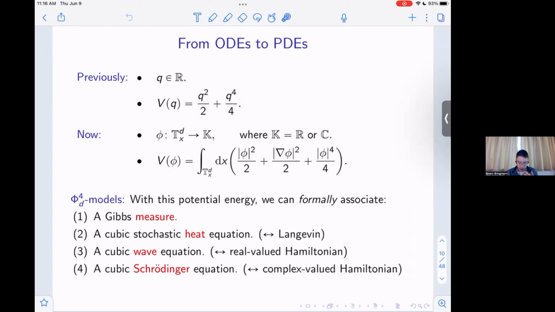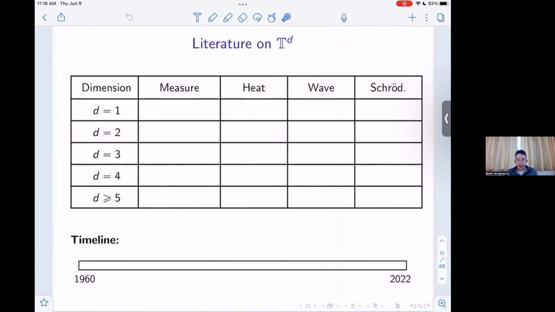Okay, and I guess I didn't write down precisely what these are. I'll do that a little bit later. For now, I'm just banking on the fact that these keywords, measure, heat, wave, and Schrödinger, mean something to you, right? Okay, so these type of models actually have been studied for quite a long time. And we actually heard a lot about this in this seminar. So I think I will actually be citing several of our previous speakers. I do want to attempt to summarize some of this literature in a table.